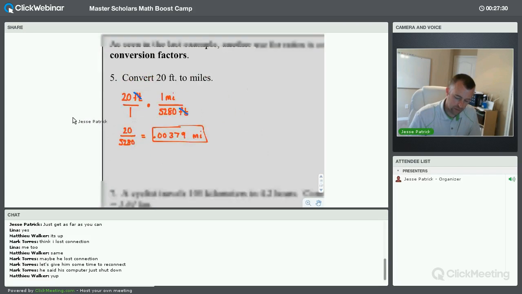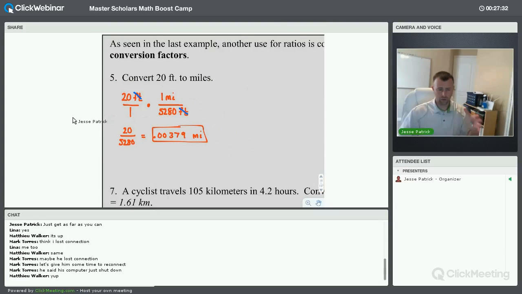So that's a basic conversion factor. You just need to multiply by a conversion. You just put it in fraction form. So if you know the conversion, you just put it in a fraction form. Make sure you line it up so the units cancel, and whatever unit is left over is going to be your new unit.